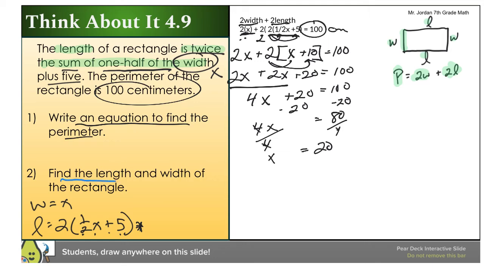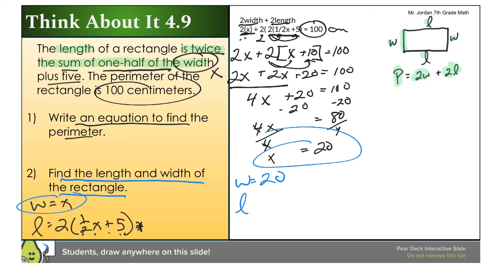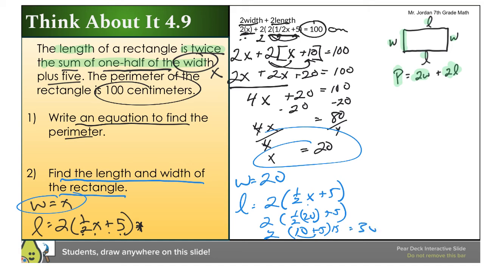So next it says, find the length and width of the rectangle. Well, if my width is just x, then my width is equal to 20. And my length is twice half the width plus 5. I replace x with 20. So half of 20 plus 5. So half of 20 is 10 plus 5, and it's going to be twice this. So 10 plus 5 is 15. 2 times 15 is 30.